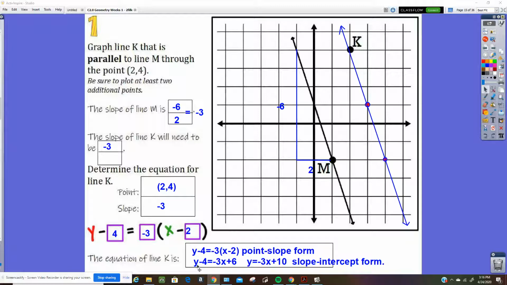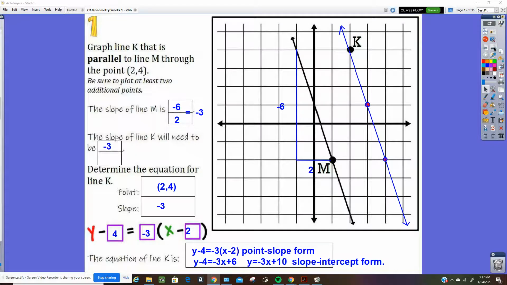They don't ask you this on the quiz, but if you want to be a little bit more ambitious, you could actually do the distributive property here and have -3x plus 6, and then add 4 to both sides, and you get the slope-intercept formula line, y equals -3x plus 10. So that's the parallel line example.